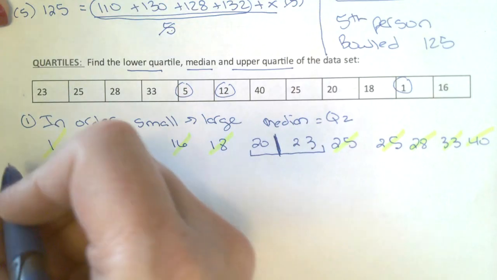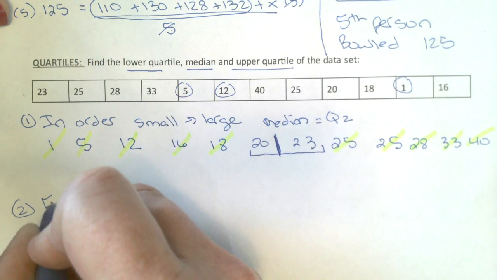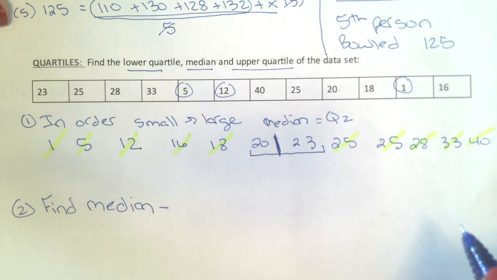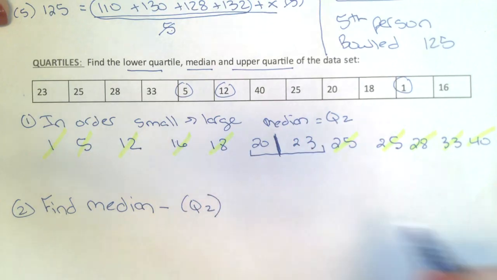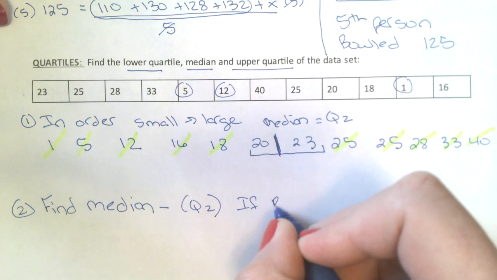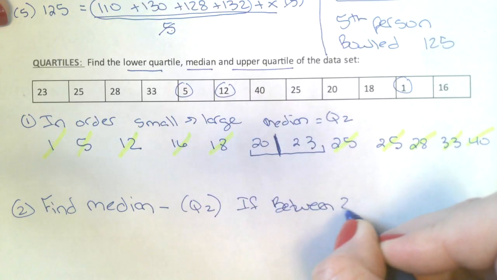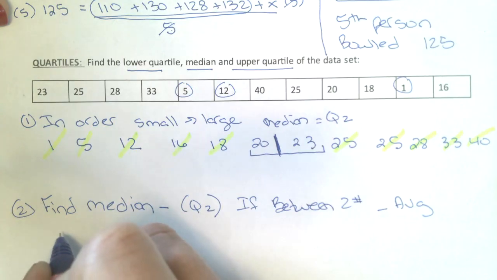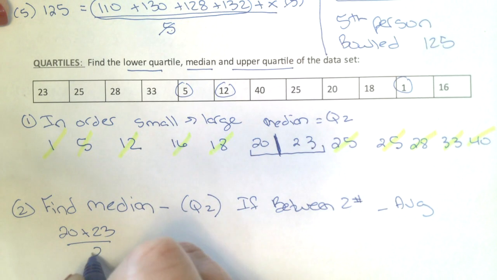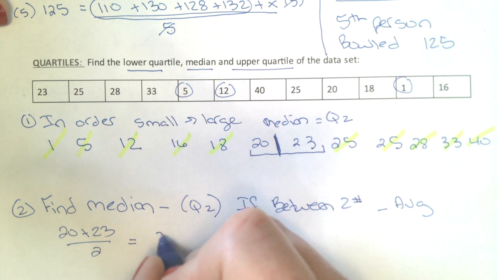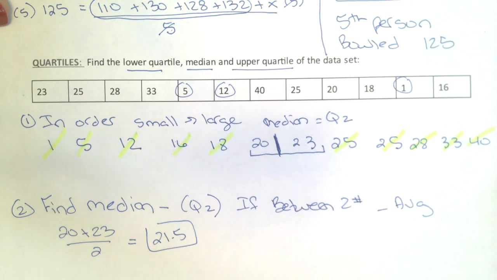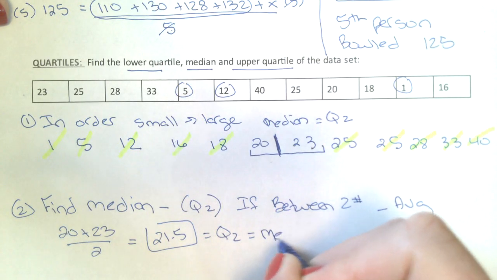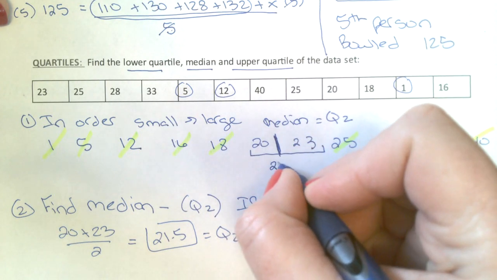So in order to find this, step 2, we're finding the median, which is Q2. If it's between two numbers like it is, you're going to find the average. So I'm taking 20 plus 23 divided by 2, and I got 21.5. 21.5 equals Q2 equals the median.